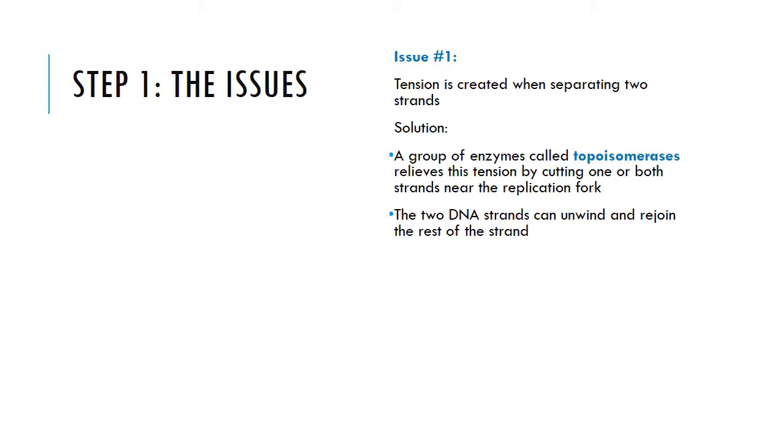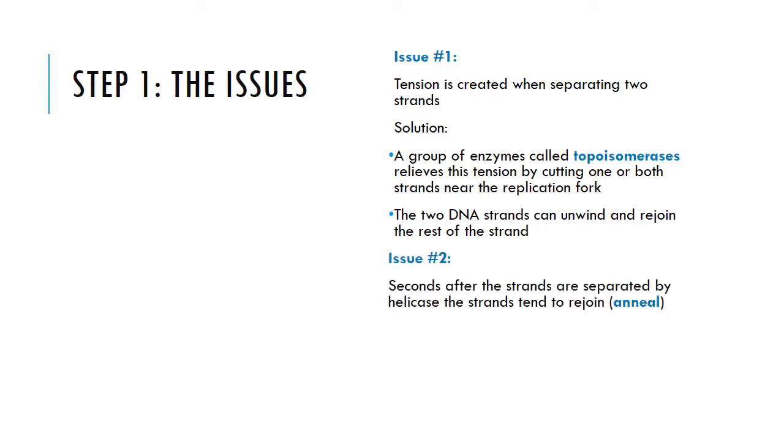So what happens is that the cell employs a group of enzymes called topoisomerases. Sometimes you'll also hear the word gyrase in there, so you may want to write that in on your sheet as well. These enzymes are going to relieve the tension in the DNA strand by cutting the phosphodiester linkages in the strands near the replication fork. Sometimes one strand will be cut, sometimes both strands will be cut. As a result of this, we are able to relieve some of that tension. So we unwind and then rejoin the phosphodiester linkages. So that helps with that first issue.